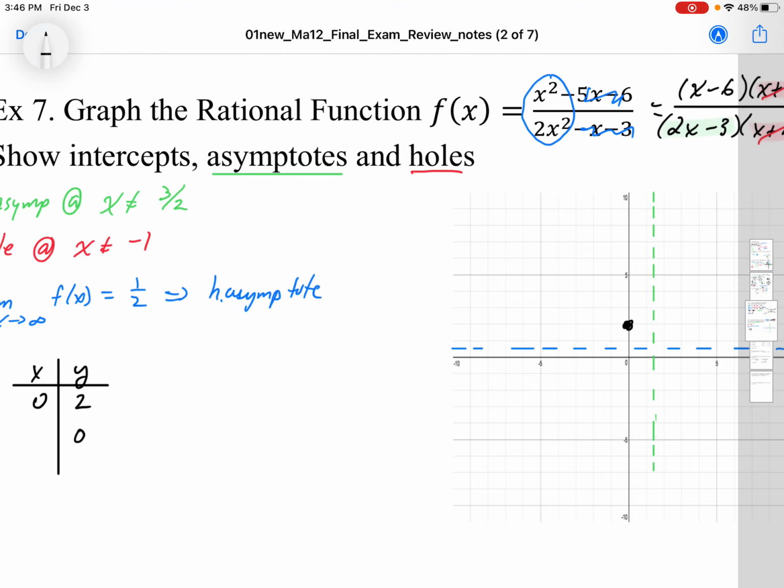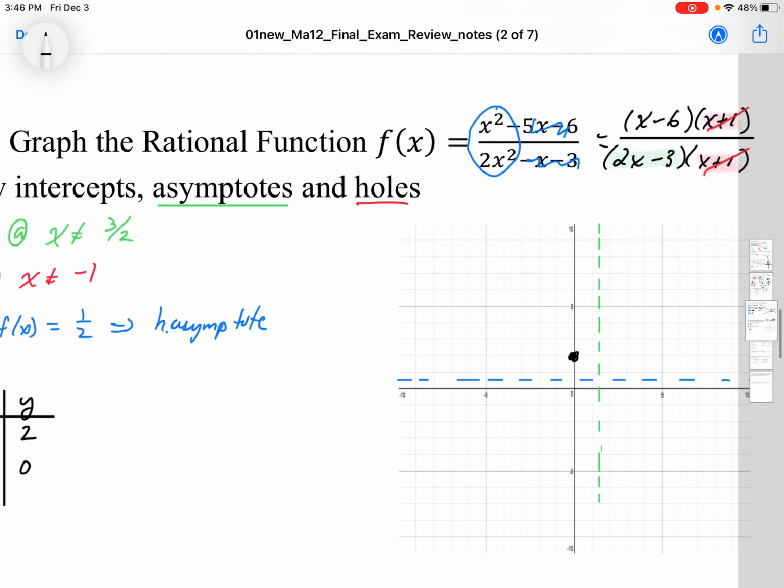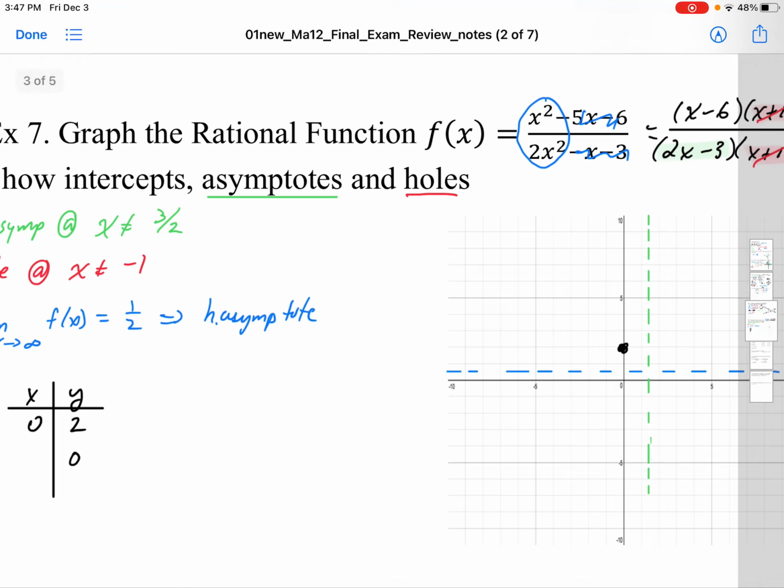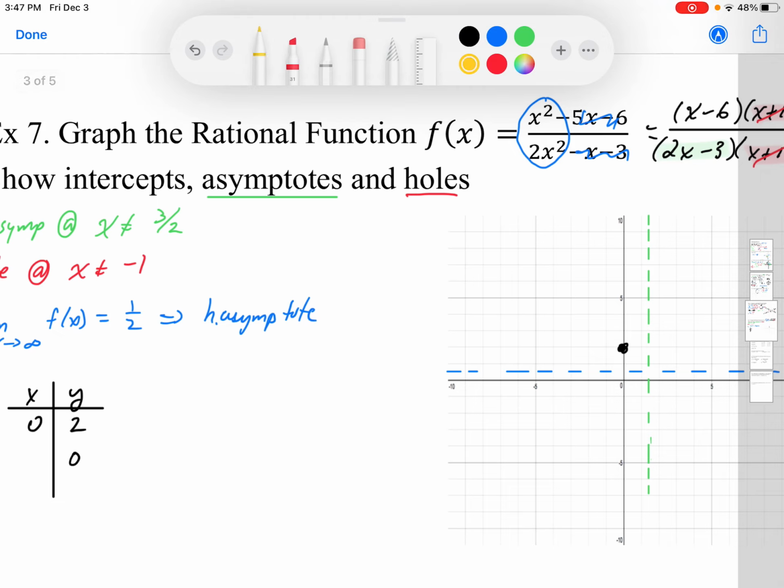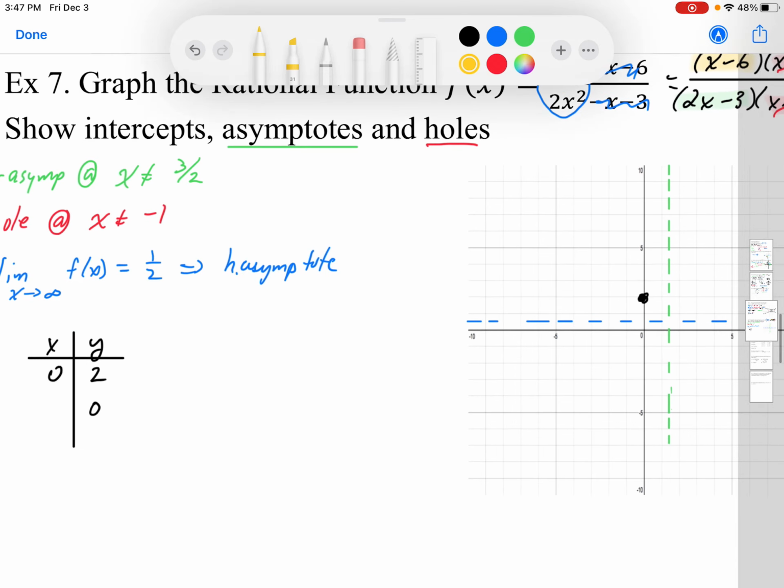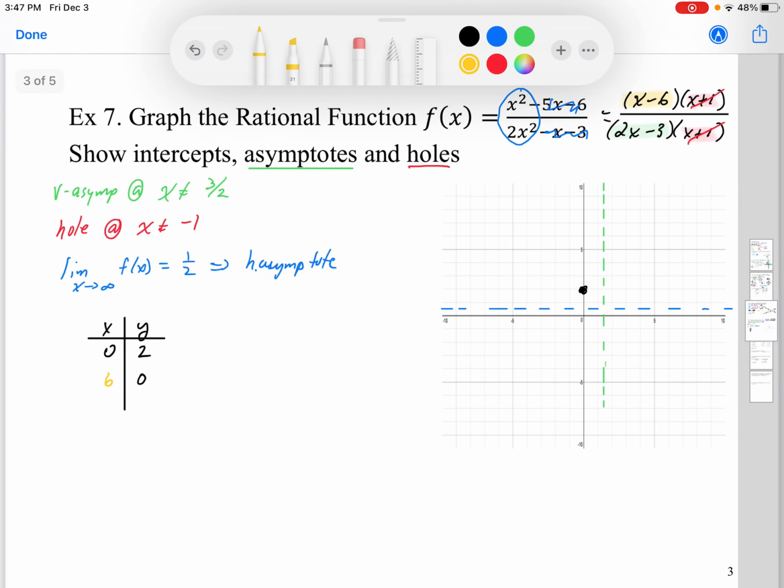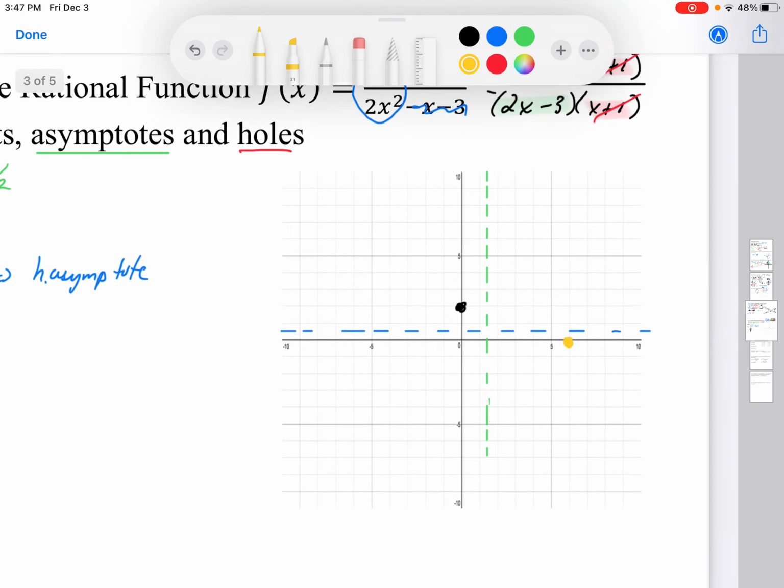My x-intercept is when y is equal to 0. To find that, I look in the numerator. This numerator factor, x minus 6, is what's going to give us our 0. So at x equals positive 6, we're going to have a 0, an x-intercept. So there's my point. I've shown all the points I need.